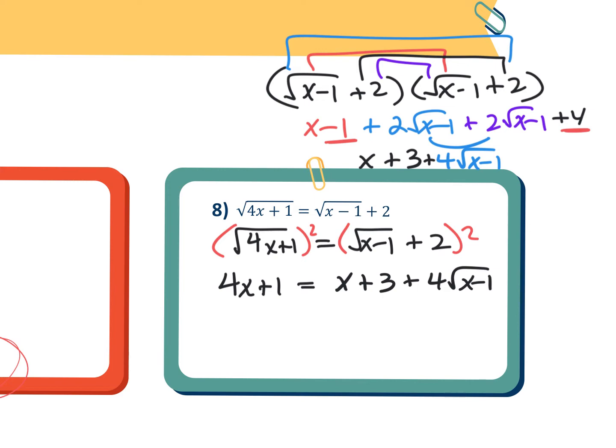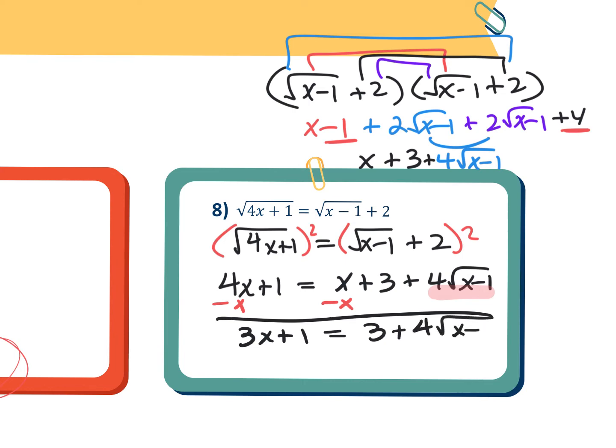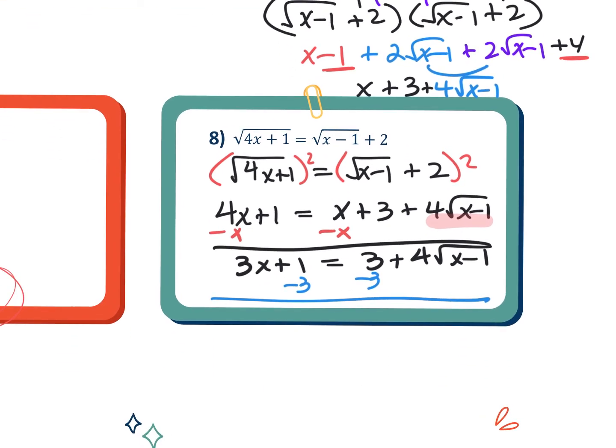I now need to isolate this radical again, this time. So I'm going to move the x over. And then this gives me 3x plus 1 equals 3 plus 4 times the square root of x minus 1. I now need to move the 3 over. And then now this will give me 3x minus 2 equals 4 times the square root of x minus 1.